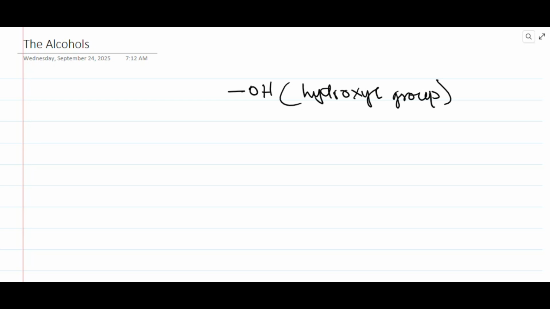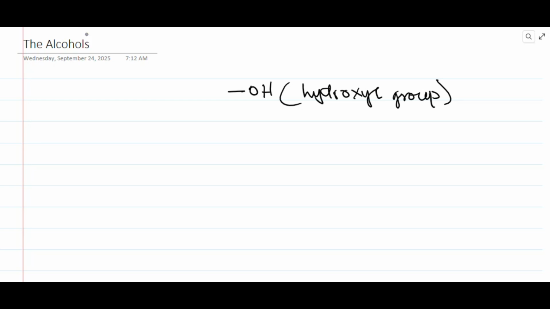Welcome back. Remember in the past when we were talking about the homologous series, one of them has the functional group OH, if you remember. So the homologous series with the functional group OH are alcohols, and that OH group is called the hydroxyl. So let's look at the first family members of this homologous series.